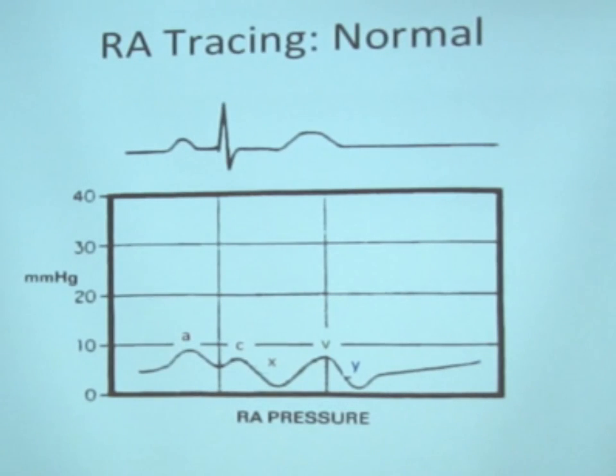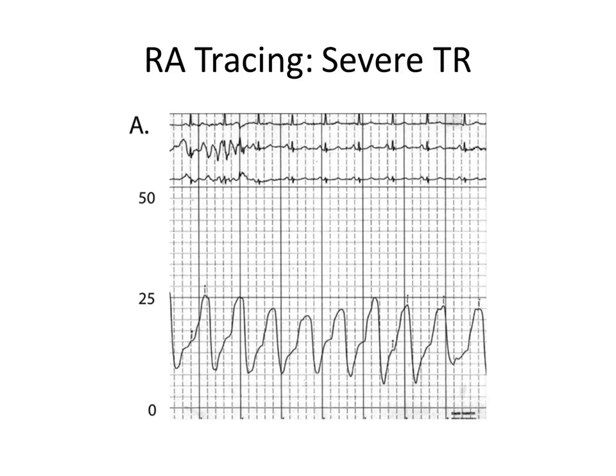and then it repeats. So here's a tracing in a patient with severe TR, and I'll walk through that real quick. If you look, the red line indicates the P wave, and the wave just after that would be your A wave.